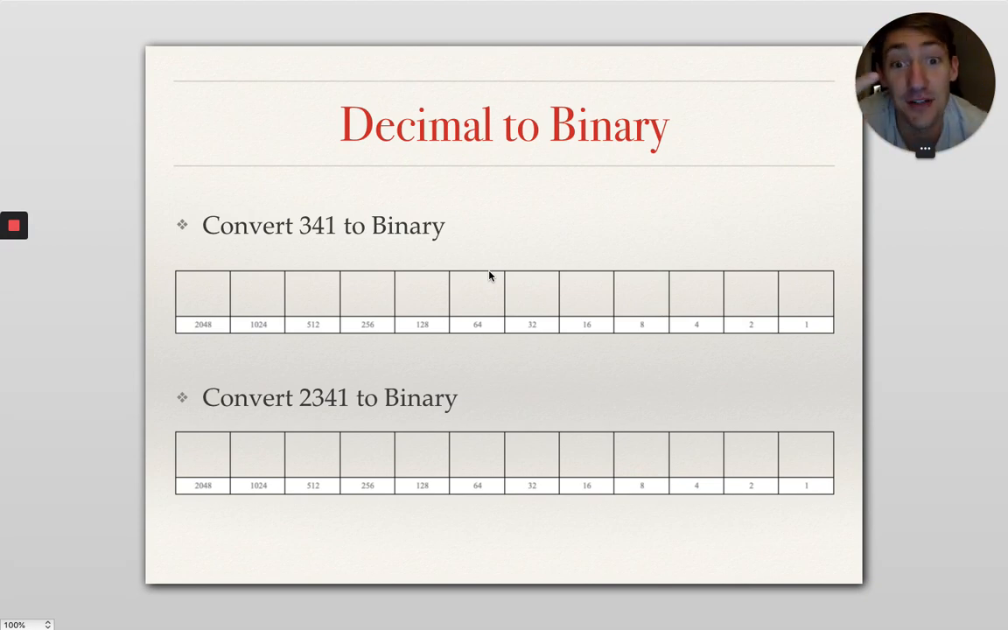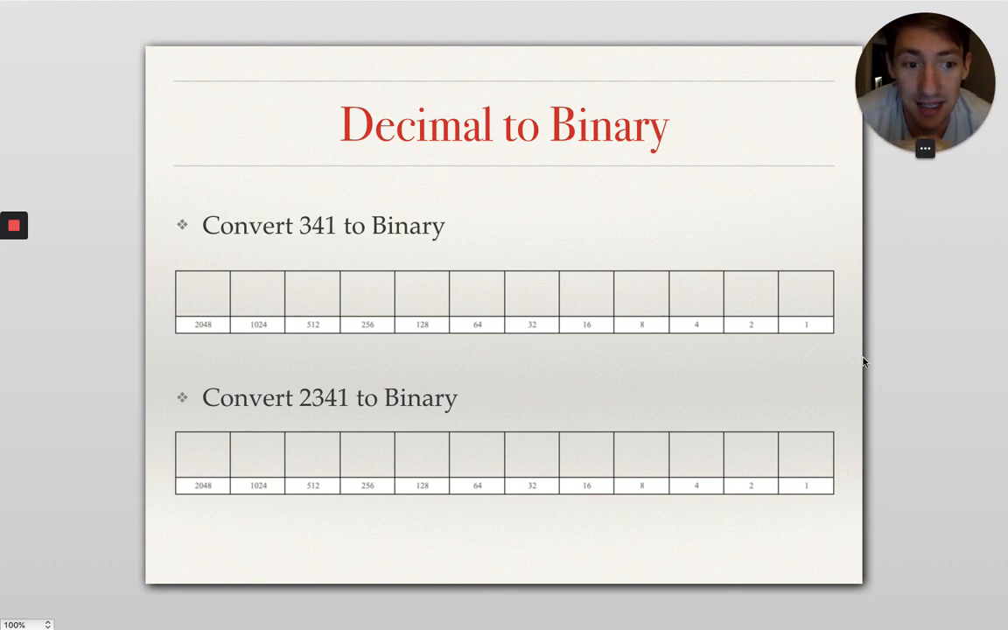Today we're going to be converting decimal numbers into binary numbers. Binary means it's only made of ones and zeros. So you either have a 1 in that column or you have a 0 in that column, and that's it. Whereas with decimal numbers, every digit goes from 0 to 9. In the case of 341, you have a 3 in the hundreds column, a 4 in the tens column, and a 1 in the ones column.